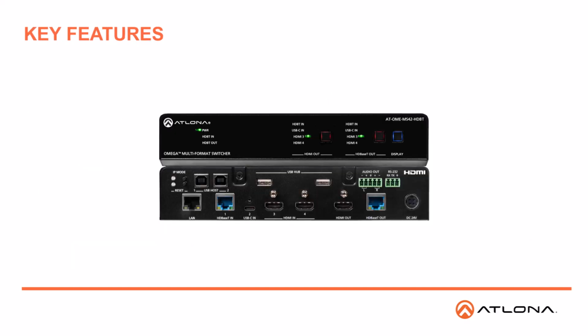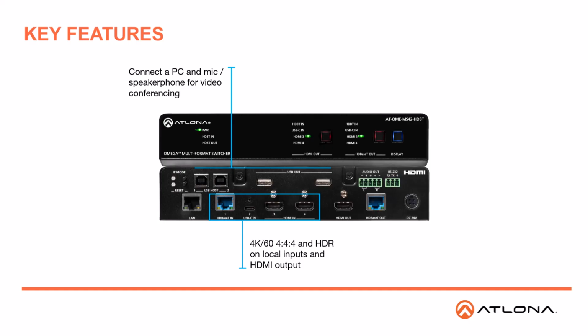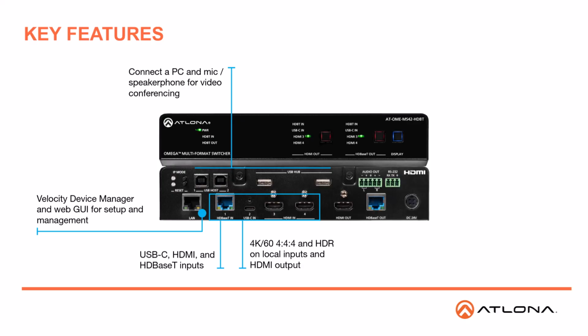Here is a visual summary of the key features of the OME MS42 HDBT. 4K 60 444 and HDR on local inputs and HDMI output. Connect a PC and microphone or speakerphone for video conferencing. Use Velocity Device Manager and Web GUI for setup and management. USB-C, HDMI, and HDBaseT inputs. Mirrored or matrixed HDMI and HDBaseT outputs.